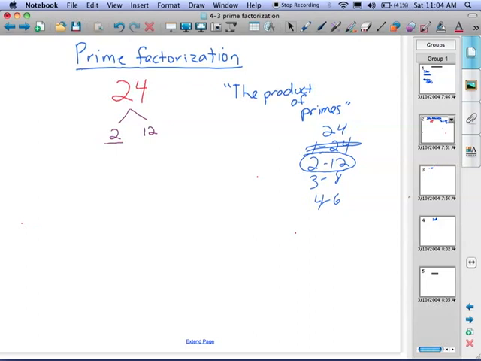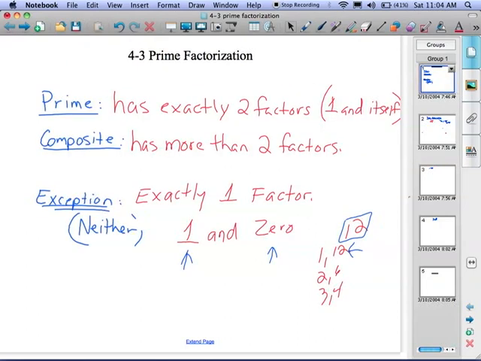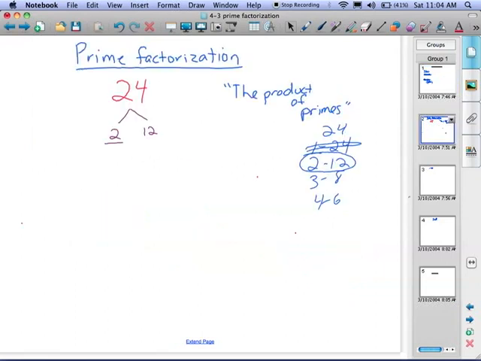So now we have 12 we're going to look at. 12 can be broken into, from the previous board, 1 and 12, 2 and 6, and 3 and 4. Again, the 1 and 12 is not going to do us any good, so we're going to eliminate it from possibilities. So that leaves 2 and 6 and 3 and 4. We should use the 2 and the 6 because 2 is the smallest prime number that goes into 12. So now we have 6.